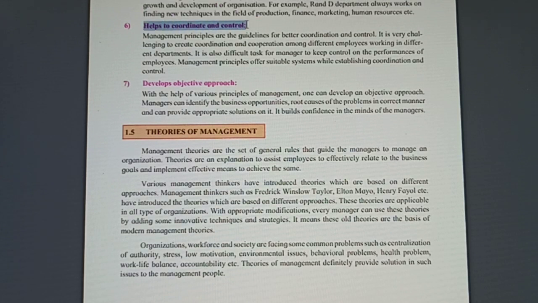Sixth, helps to coordinate and control. It helps to coordinate and control the management through these principles of management. And last, develops objective approach. If you follow all these principles thoroughly, you will develop an objective approach. That is, you have to set objectives and you can achieve the results.